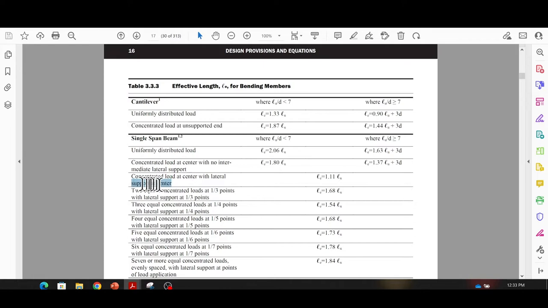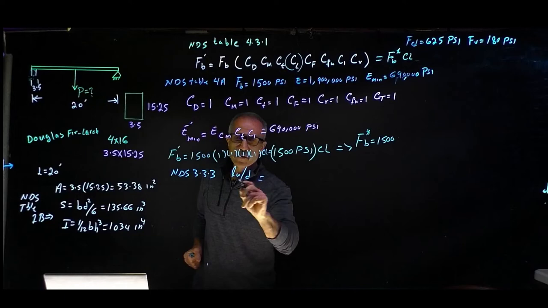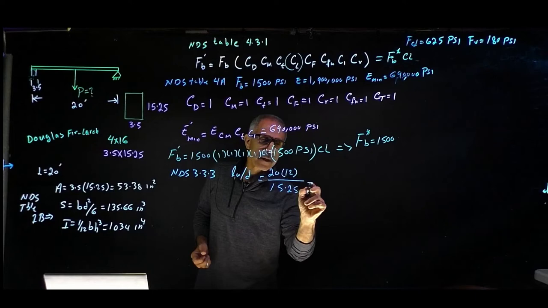It says concentrated load at the center with lateral support at the center, and we don't have lateral support at the center. Actually, it's this one right here: concentrated load at the center with no lateral support. That's the one we're going to use. And we're going to probably use this equation over here to find out what our LE comes out to. So our LU over D comes out to be 20 feet, multiplied by 12 to make it inches, 240, divided by 15.25.